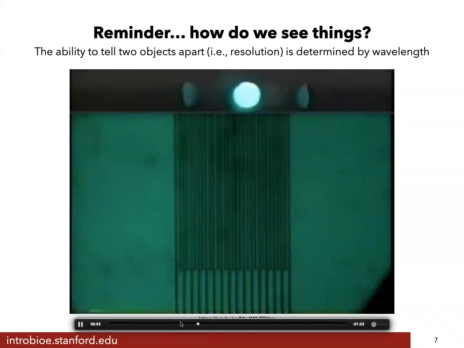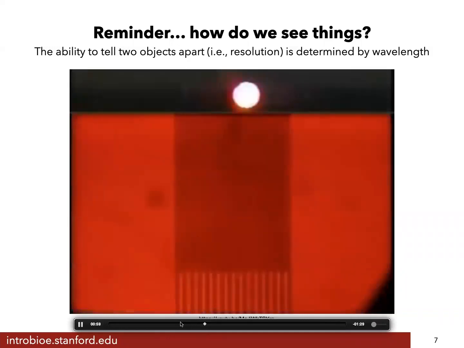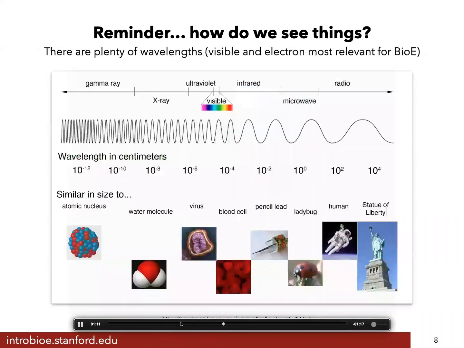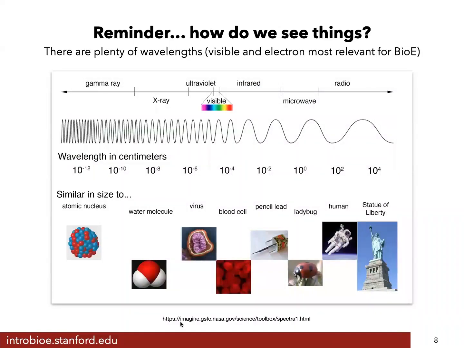And the longer the wavelength, the bigger things have to be, the farther apart things have to be for us to see them as separate parts. Conversely, the shorter the wavelength, the better resolution we're going to get. The nice thing about wavelengths is there's plenty of them. In bioengineering, the most relevant wavelengths right now, at least, are the visible wavelengths, which are shown here.